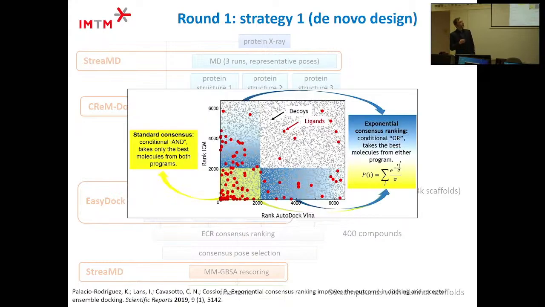And to make a consensus, we used so-called exponential consensus ranking. This is a specific type of aggregation function which prioritizes compounds highly ranked in at least one of the lists, because we have 16 hit lists and we wanted to combine them in one hit list to select top scoring molecules. So we applied this ECR ranking.